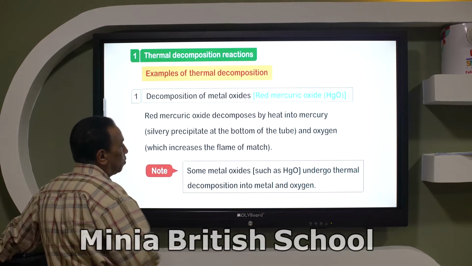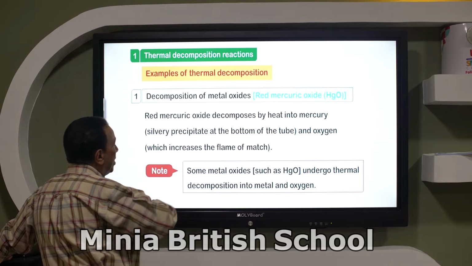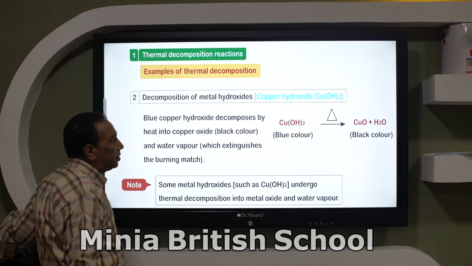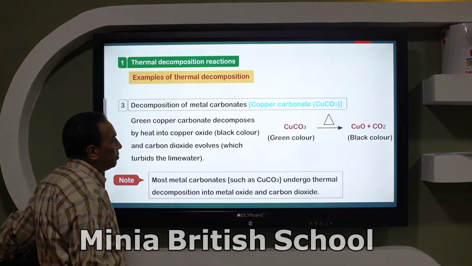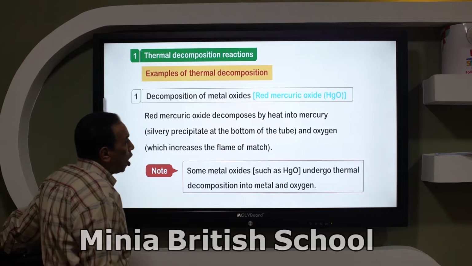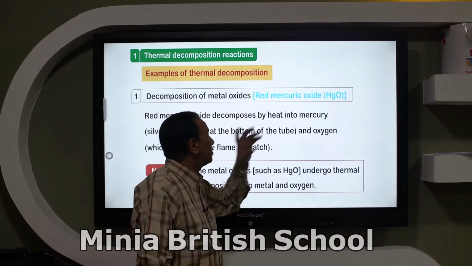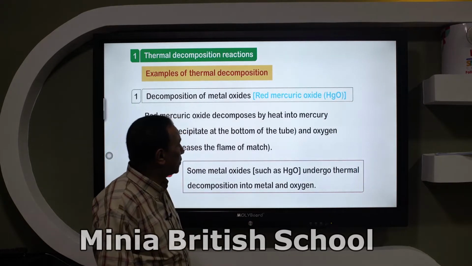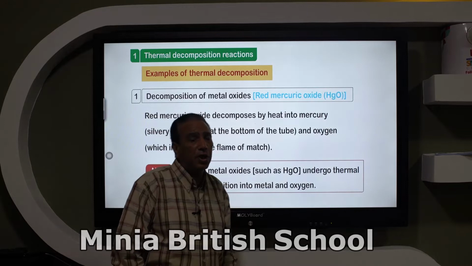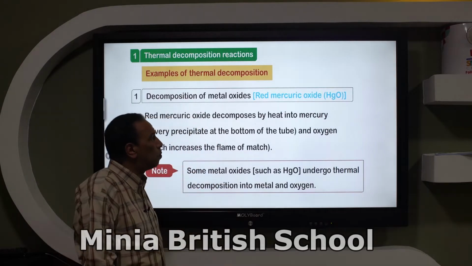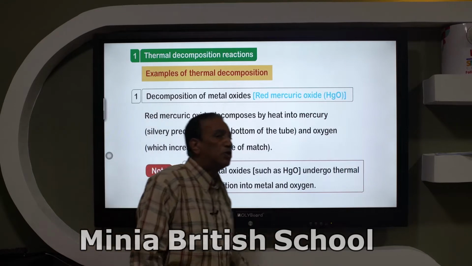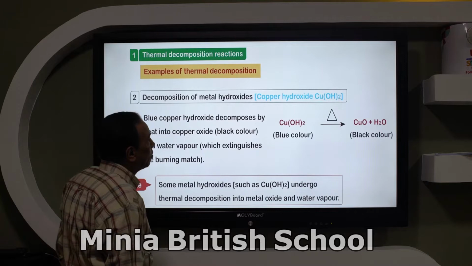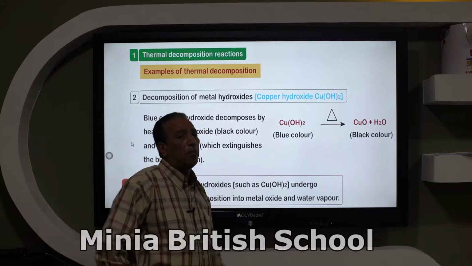The first one, the decomposition of the red mercury oxide. Mercury oxide, HgO, decomposes by heat into mercury and oxygen. We will see that there is a change in the color of the mercury oxide from the red color to the silver color if it is decomposed by heat, due to decomposing it into mercury, which is silver in color, and oxygen.